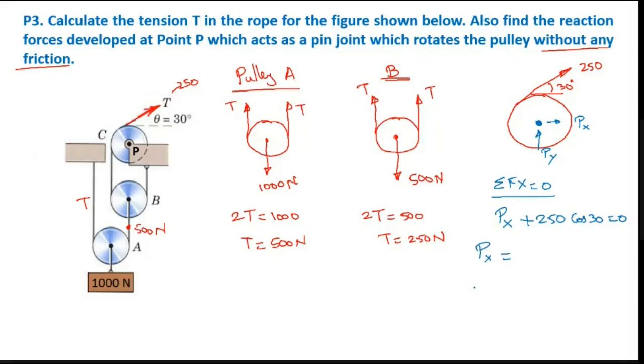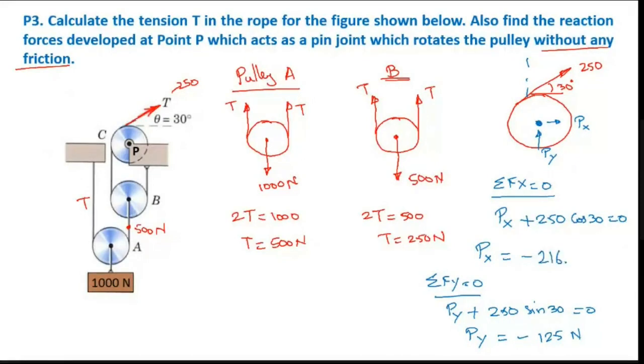The other one, sigma Fy is equal to 0. When I put sigma Fy is equal to 0, Py plus, bringing this to vertical, 250 sine 30 is equal to 0. So you'll get Py. Both will be a negative sign. What is the value of these two? Py is minus 125 Newton. Very good. What is Px? 0.866 into 250, sir, minus 216.50.